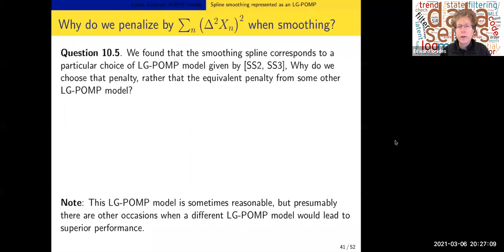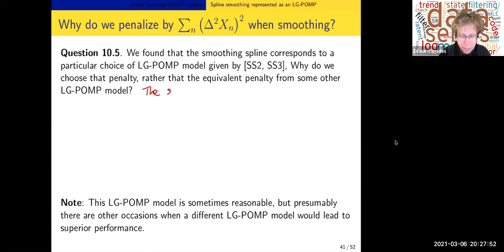To me, this also raises the question, why should you penalize by the sum of the squared second differences when you smooth? Here's one way to phrase that in question 10.5. We found that the smoothing spline corresponds to a particular choice of LG-POMP model. Why choose that choice rather than some equivalent penalty from some other LG-POMP model? Well, here's my take on that, which I think is, it's really a historical accident.